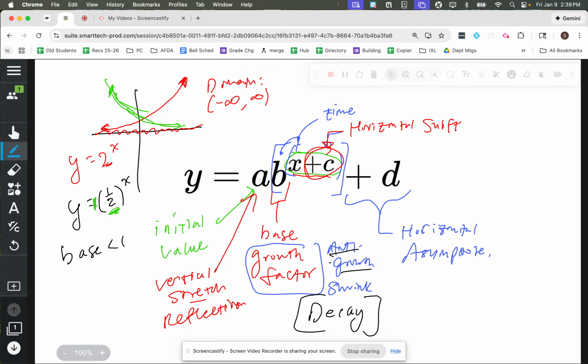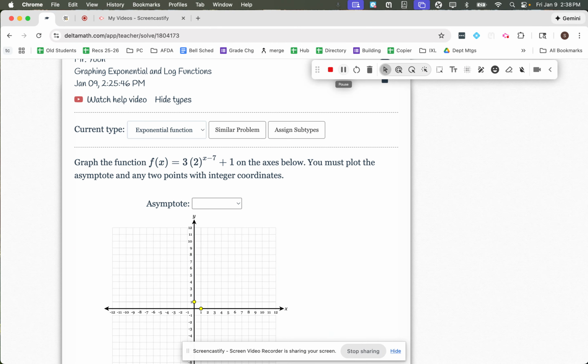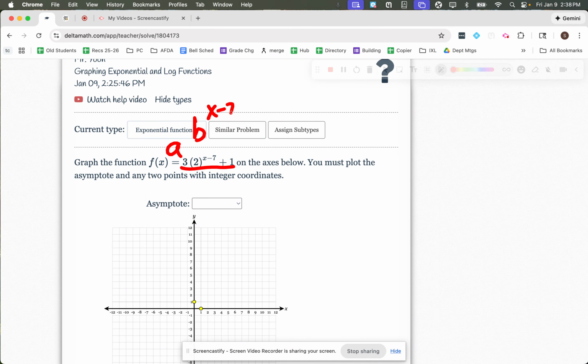But the actual protocol for doing the basics of the graph is really a 3-step process. Okay, so we're looking at a fairly basic function. Here's our a, is 3. Our b is 2, and there is our exponent, and then plus 1.